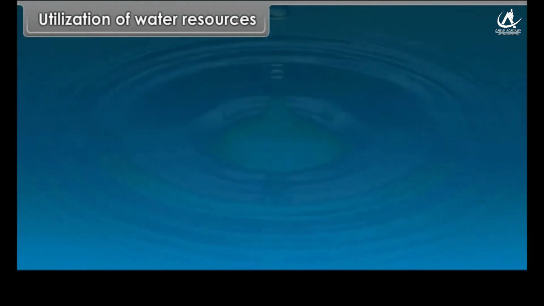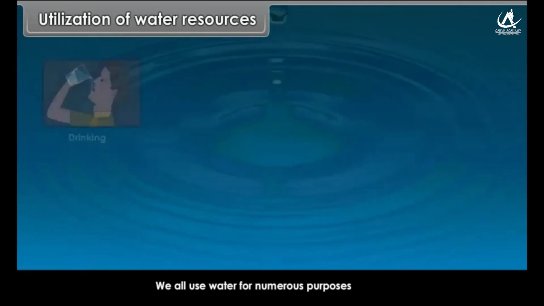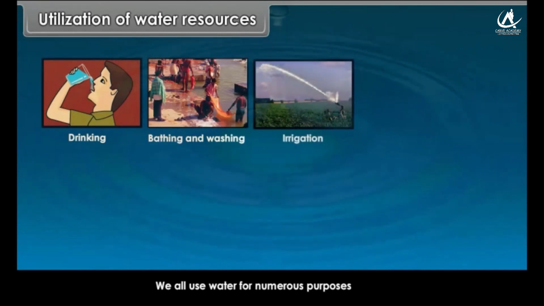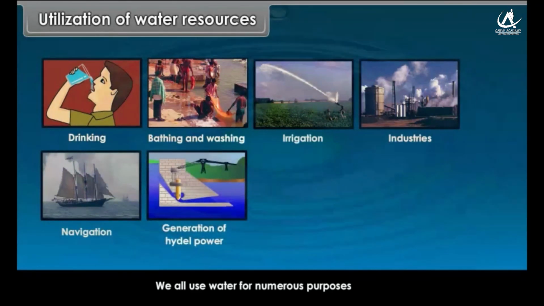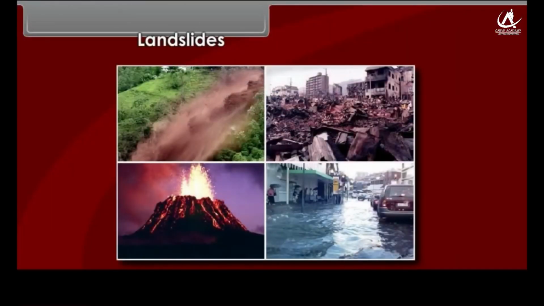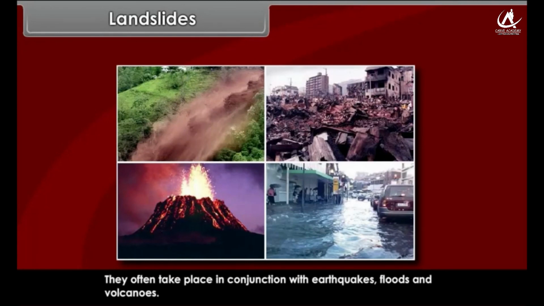Utilization of water resources. We all use water for numerous purposes. We can list out certain uses of water: drinking, bathing and washing, irrigation, industries, navigation, generation of tidal power, fishing, and numerous other purposes like sewage disposal for urban areas, etc. Landslides. Landslides are defined as the mass movement of rock, debris, or earth down a slope. They often take place in conjunction with earthquakes, floods, and volcanoes.